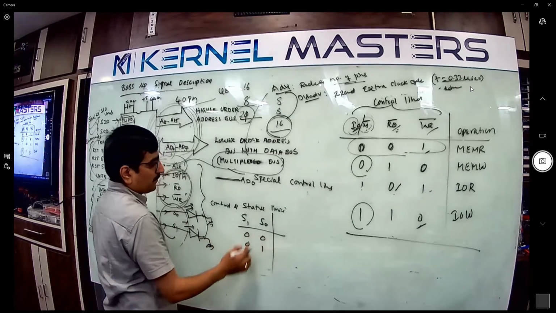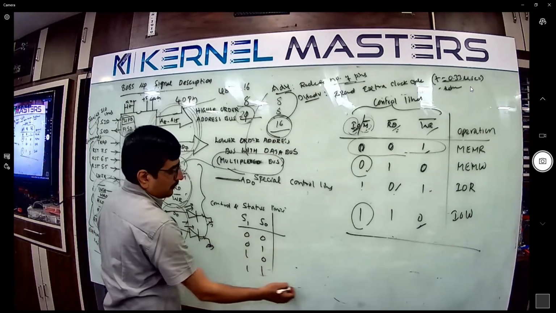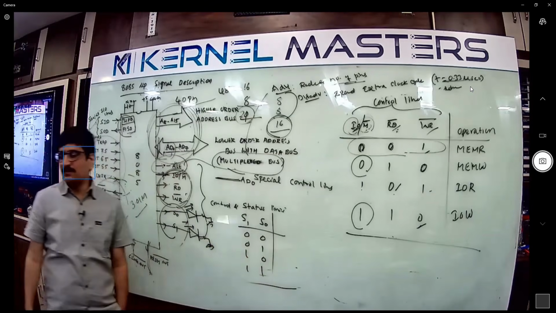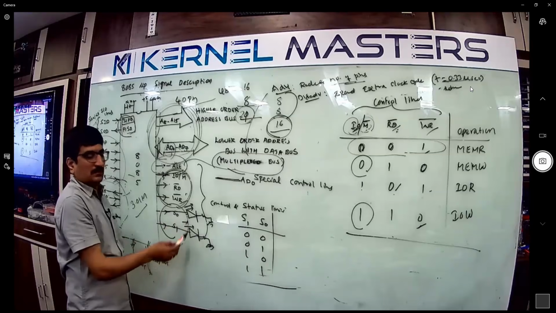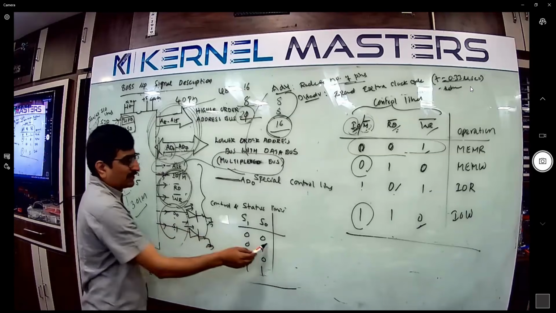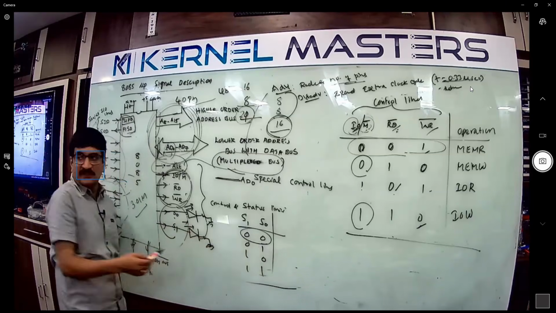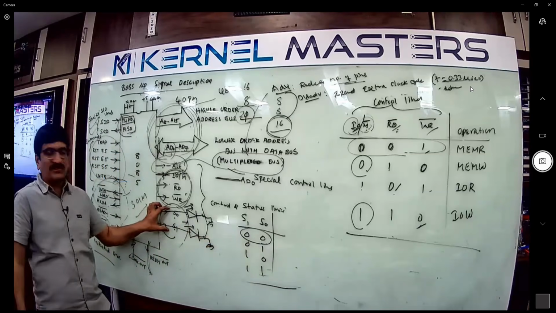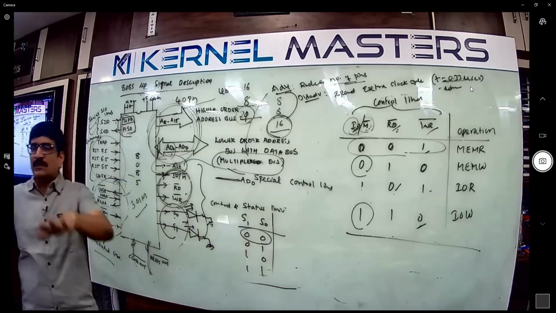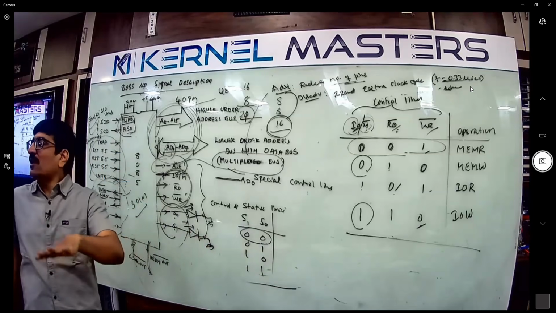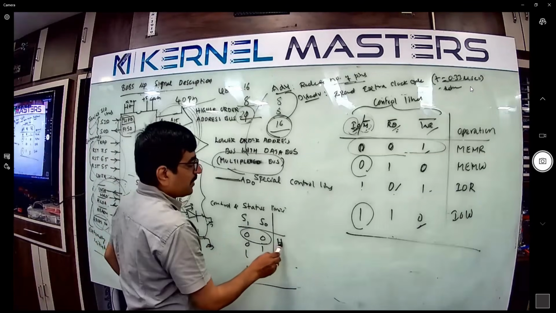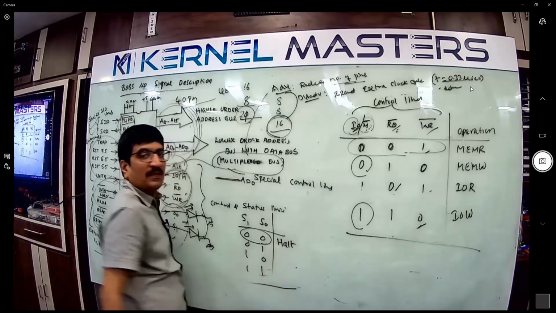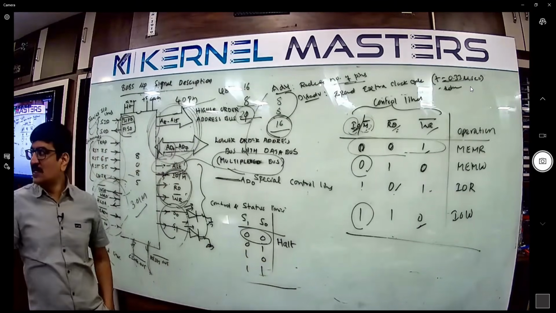Both LEDs are off. Okay, four combinations. When S0 is 0 and S1 is 0, both LEDs are off. This indicates the microprocessor status: the microprocessor is currently not running. The microprocessor has entered the halt status. Halt, stuck. It is a very dangerous situation.